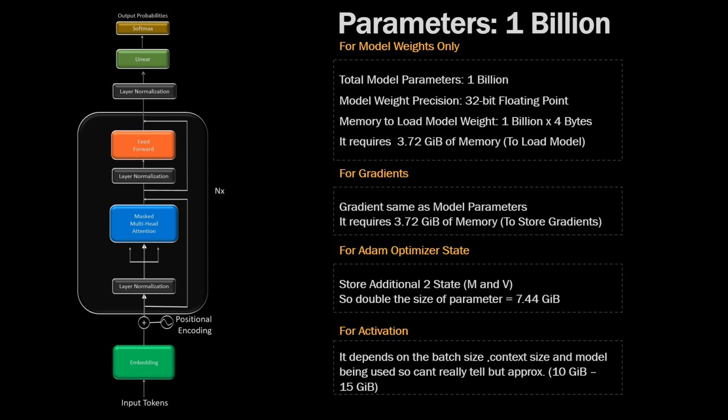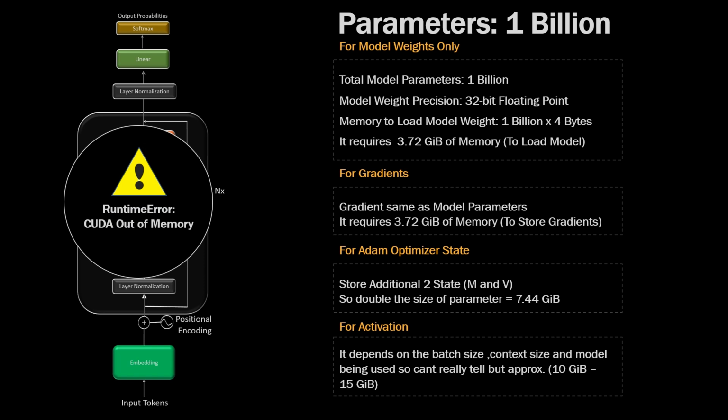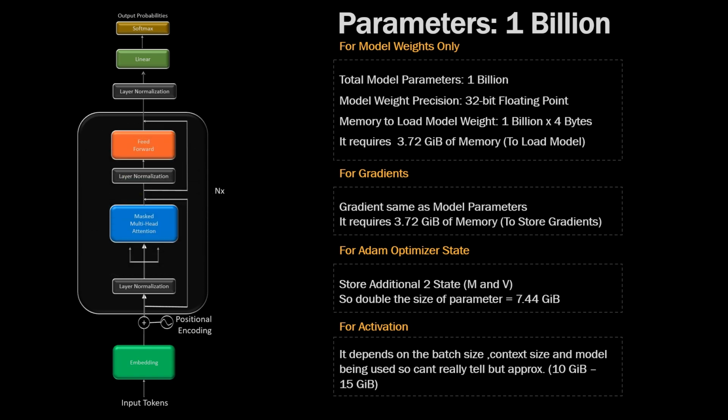During training, each neuron produces output activations, and the total memory required depends on batch size, context size, and the number of layers in the model. More input tokens mean more activations, so roughly, activation memory can take around 10 to 15 GB in our case. Many people may not consider activation memory, and even if everything looks fine during model loading, they might run into a CUDA out-of-memory error when training starts.